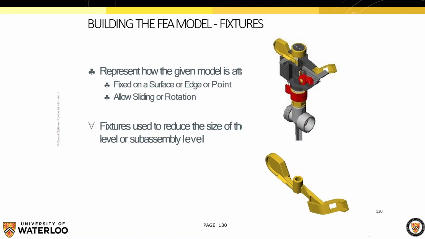So fixtures, the next element of building a finite element model. This is often called boundary conditions, but really it represents how the given model is attached to something. So is it fixed on a surface? Is it fixed on an edge? Is it fixed on a point? Is it allowing sliding between two components? Is it allowing rotation? Is it rigidly fixed? Is it welded? Is it glued? You need to understand more about the way that the physical part that you're trying to model is attached, and that allows you to apply the mathematical constraints in the model to accurately replicate that.